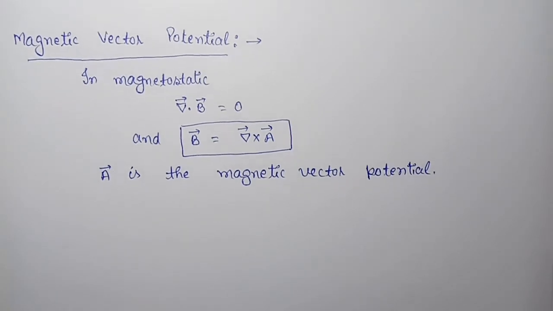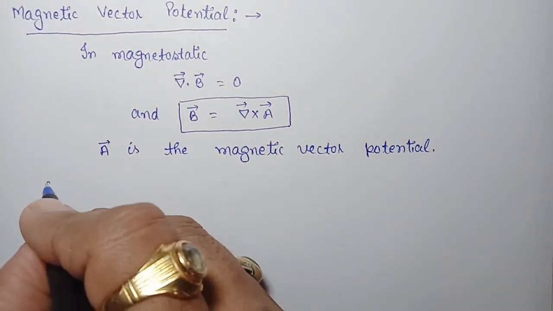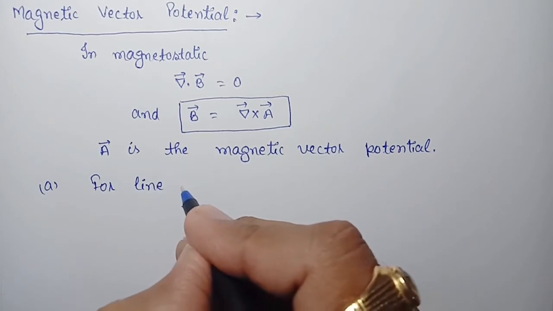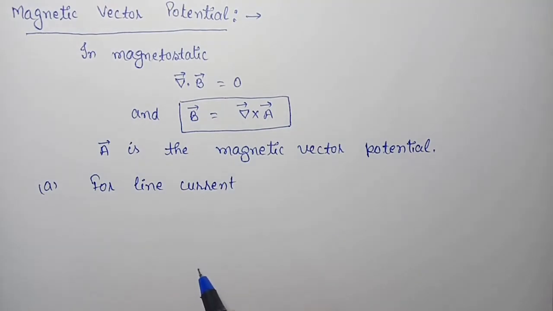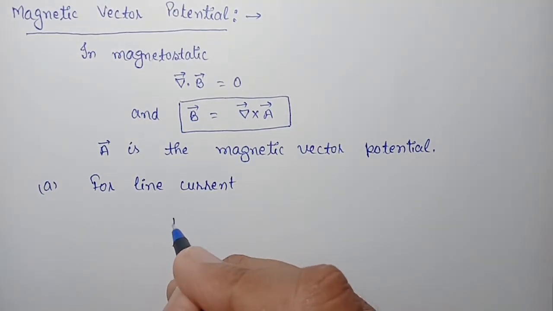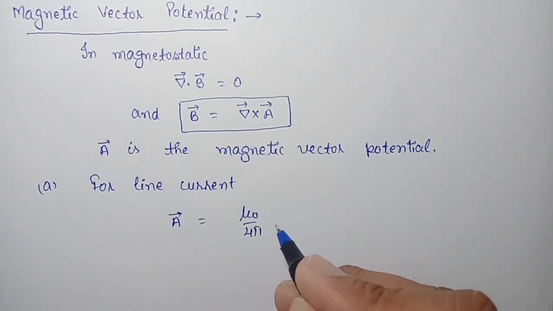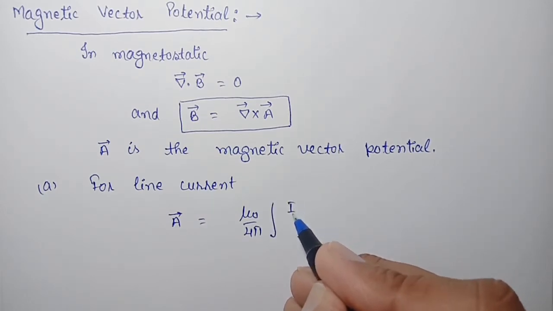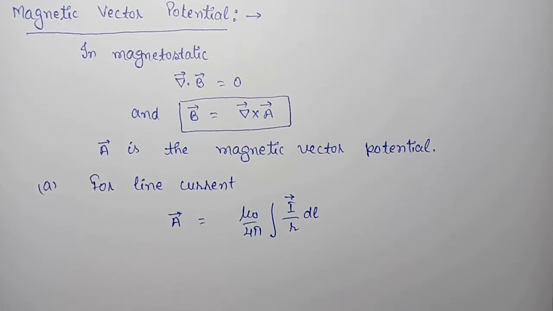Now here we will discuss this vector potential in terms of current, that is in terms of line current, surface current or volume current. So let us start with the first, that is vector potential for line current. For line current, this vector potential A is equal to mu naught over 4 pi, and here we have I over R dl. So here I is the vector quantity.